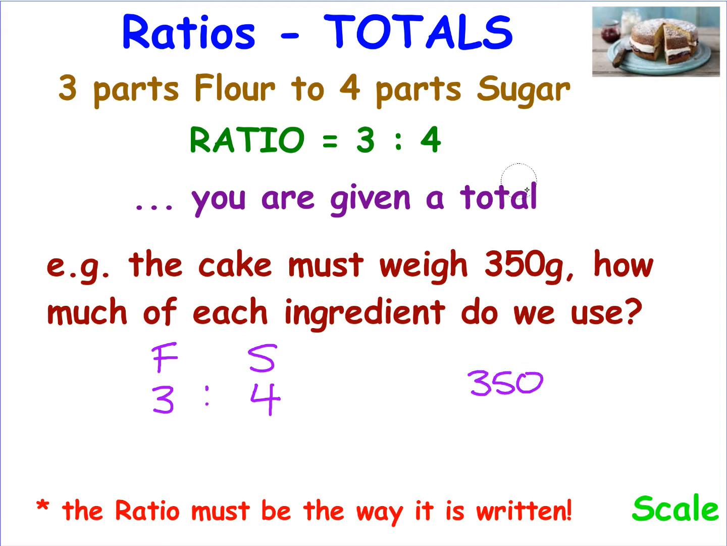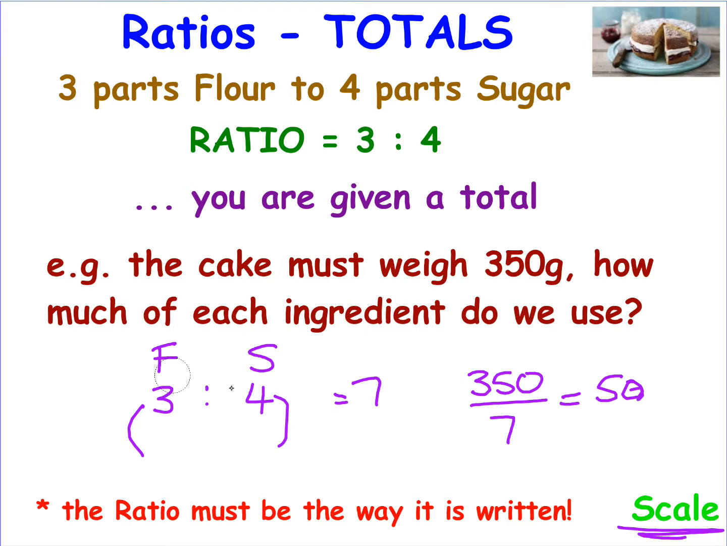Now, when you deal with total ratios, you need to know the total number of your parts. So the total number of parts is 7. Now, what we need to work out is something called the scale. And we need the scale to tell us what we're going to do with each of these two sides. To find out our scale, you divide your total by your total number of parts. So 350 divided by 7 is 50. So each part is worth 50 grams.